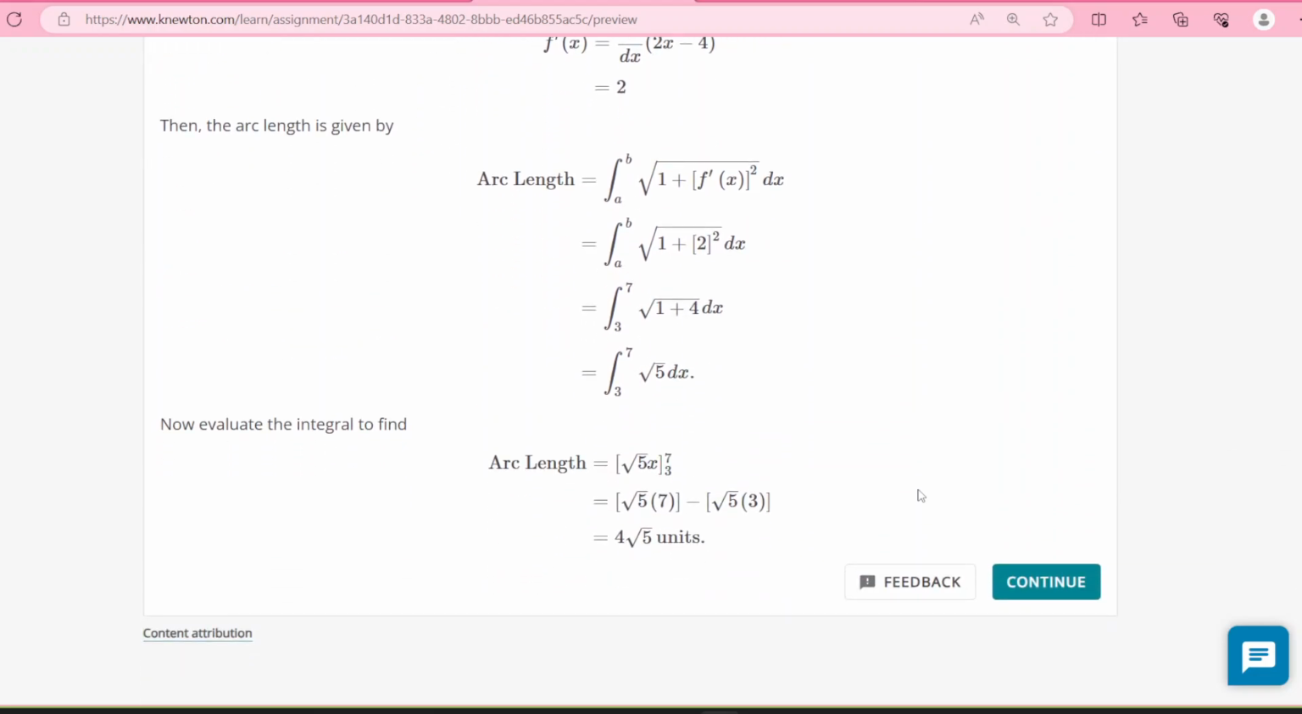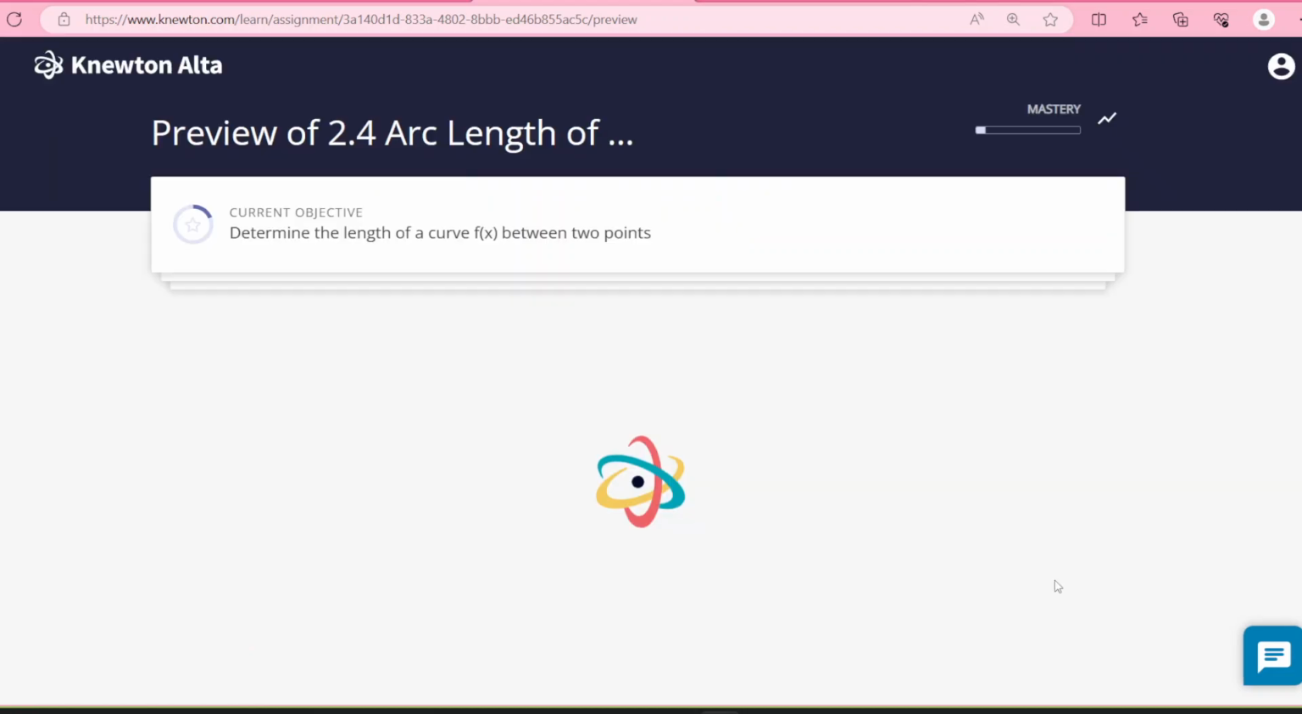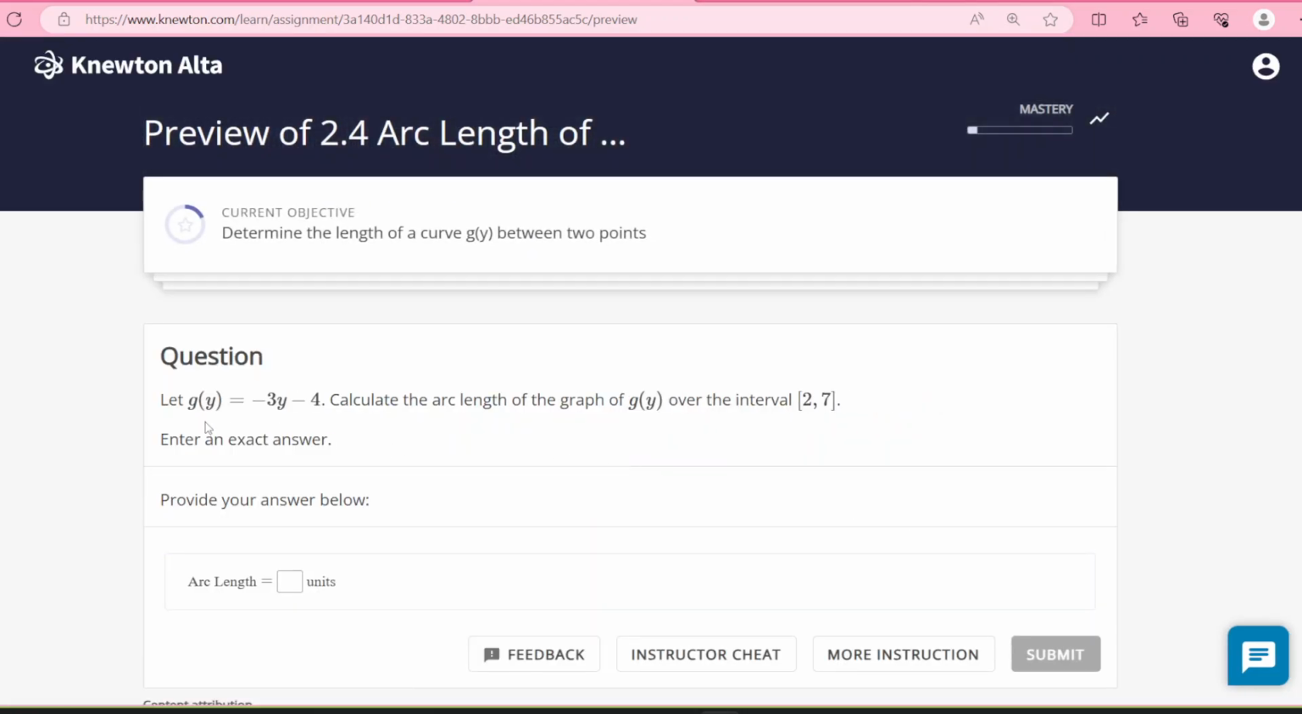So they went through the whole integral. All right, next. So this is the other way around. So I'm going to do this integral with respect to y. We're given the curve as a function of y and some interval on the y-axis, right? And again, it's a straight line. This is a linear function, right? Negative 3y minus 4.